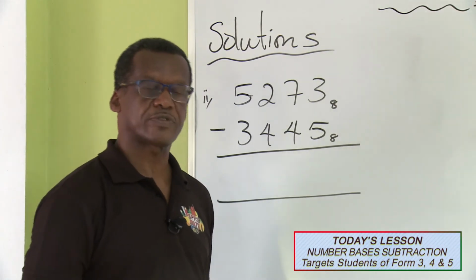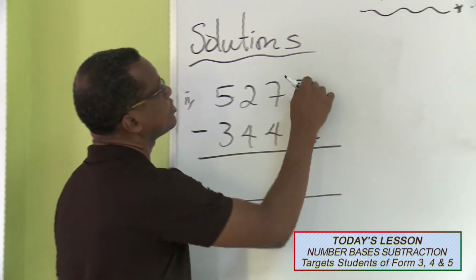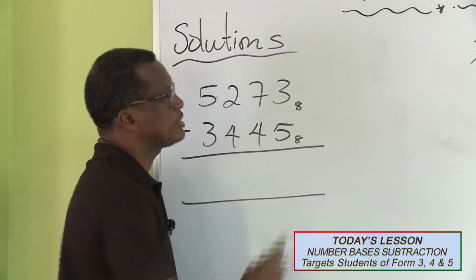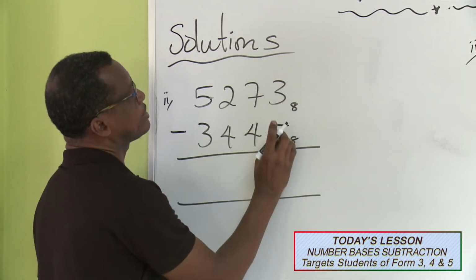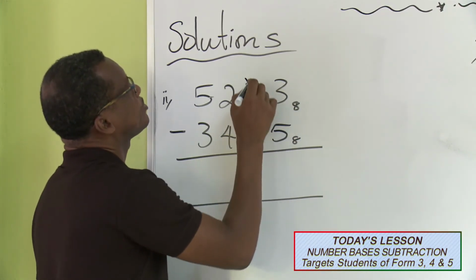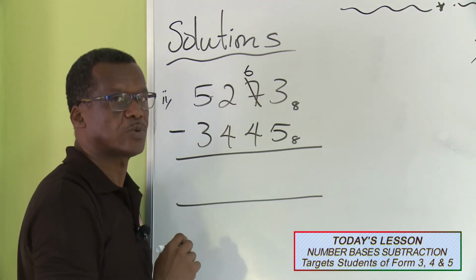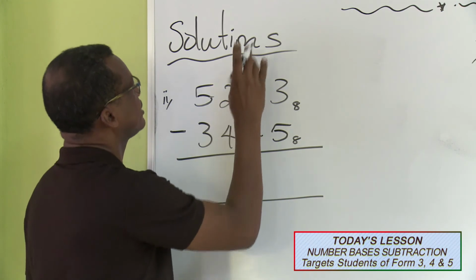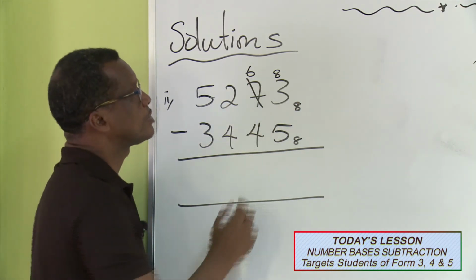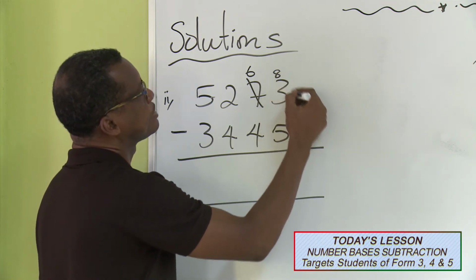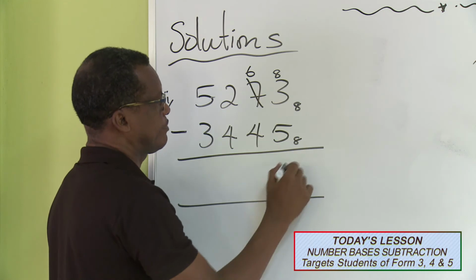Very well. Now you should have completed the subtraction. Let's check what you really did. 3 take away 5. We're in base 8. Okay. So that means we need to regroup because we cannot subtract 5 from 3. So we're going to regroup from the next column. We're going to take one of the groups there from the 7. And we're going to regroup it. It's going to become 8 in the previous column. So we now have 8 plus 3 is 11. We add on these two numbers. 11 take away 5 will give me 6.